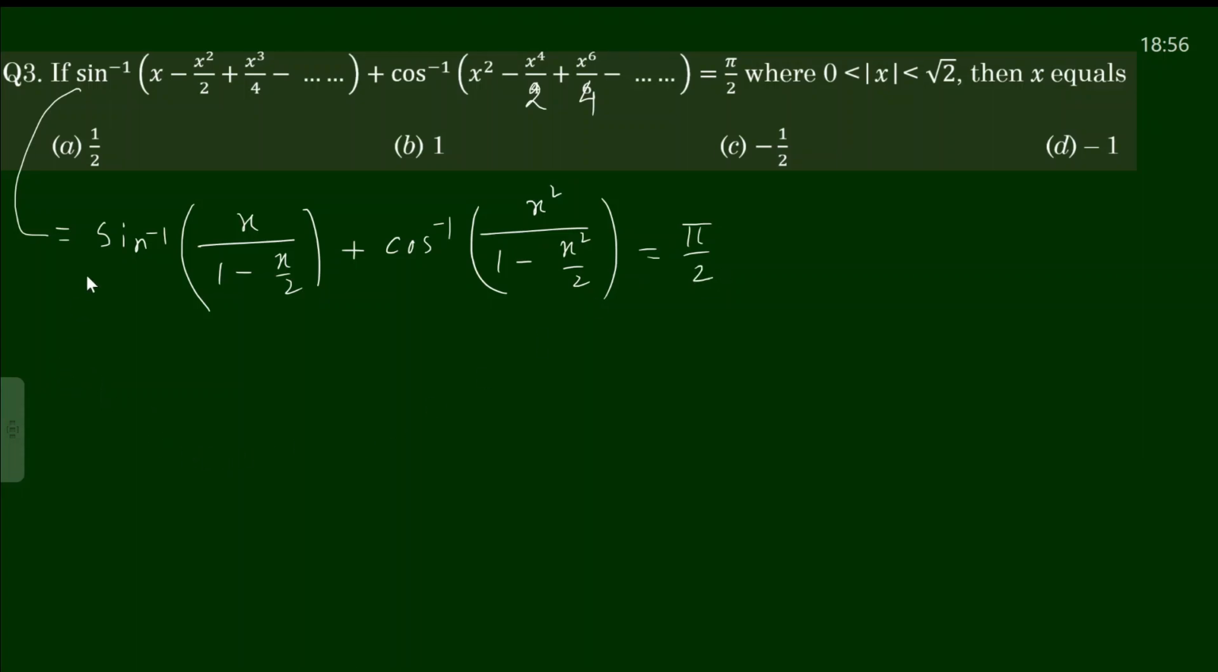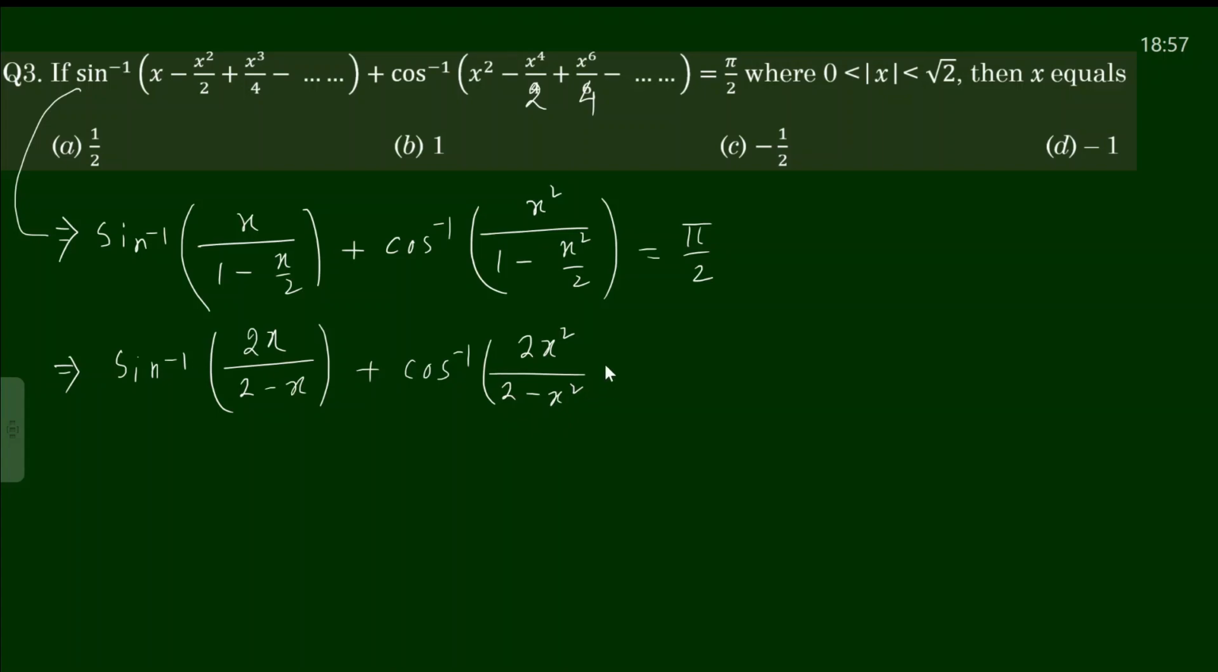Now it is just simplification here. This implies sine inverse of, you see, this 2 is the LCM, so it goes to the numerator to make 2x divided by 2 minus x only. Then plus cos inverse of, here also 2 is the LCM, so it goes to the numerator, so the numerator will be 2x square divided by 2 minus x square only, is equal to pi by 2.